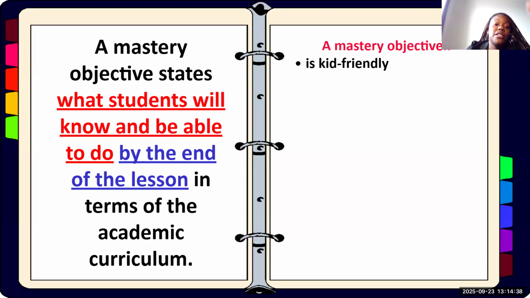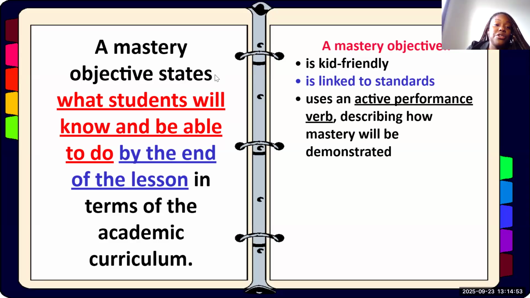Writing down the mastery objectives, having it present in front of you, allows you to keep it in mind, and allows the students to keep it in mind. They do have to be linked to standards. We are bound to standards. We're not making up the curriculum as we go. And so they have to be linked to some standards in some way.